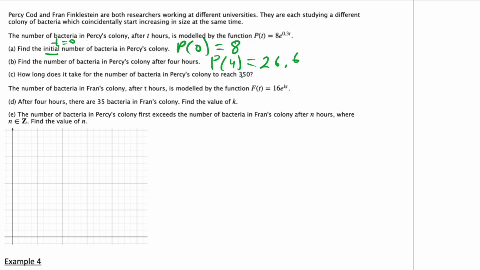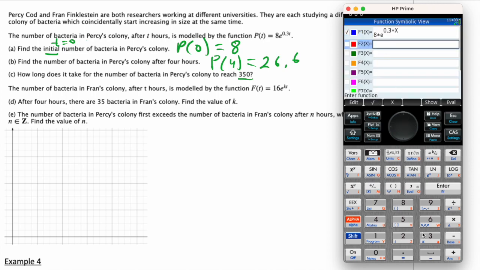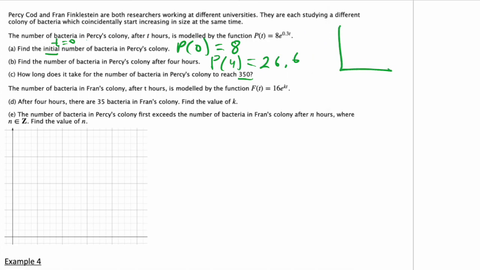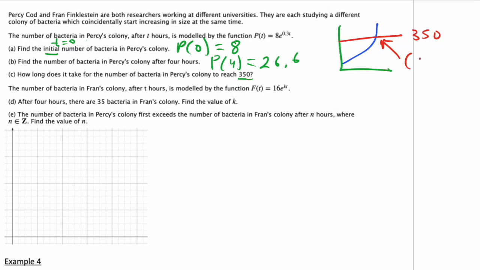How long does it take to reach 350? Well, we go and graph 350 here, and hopefully we can see the point of intersection on the graph, and yes, you can. The graph is exponential increasing, and we're graphing 350. That point is going to be menu, function, intersection: 12.6. So the answer is 12.6. Is this in minutes? Hours?